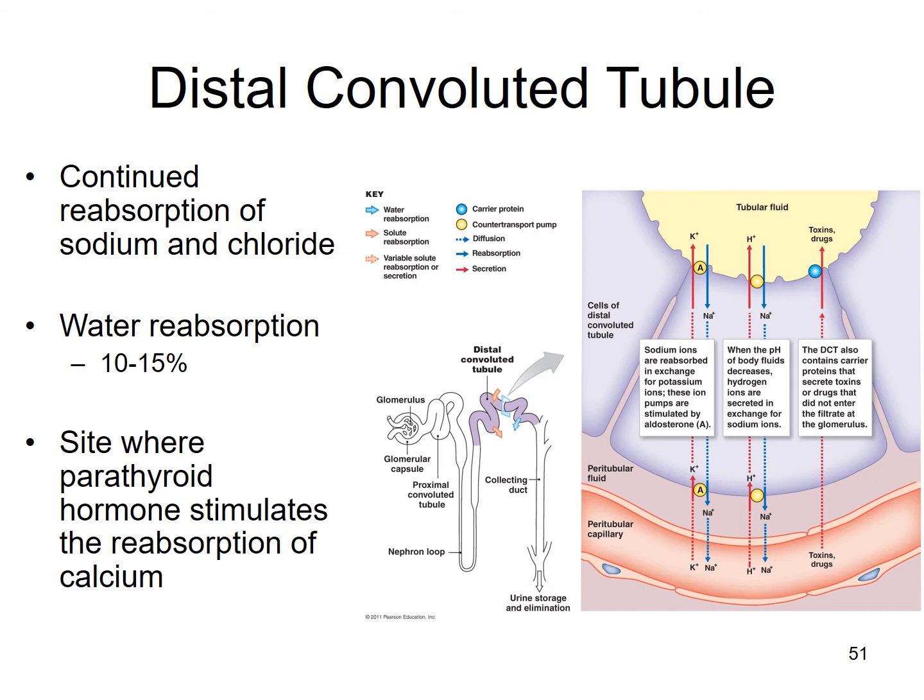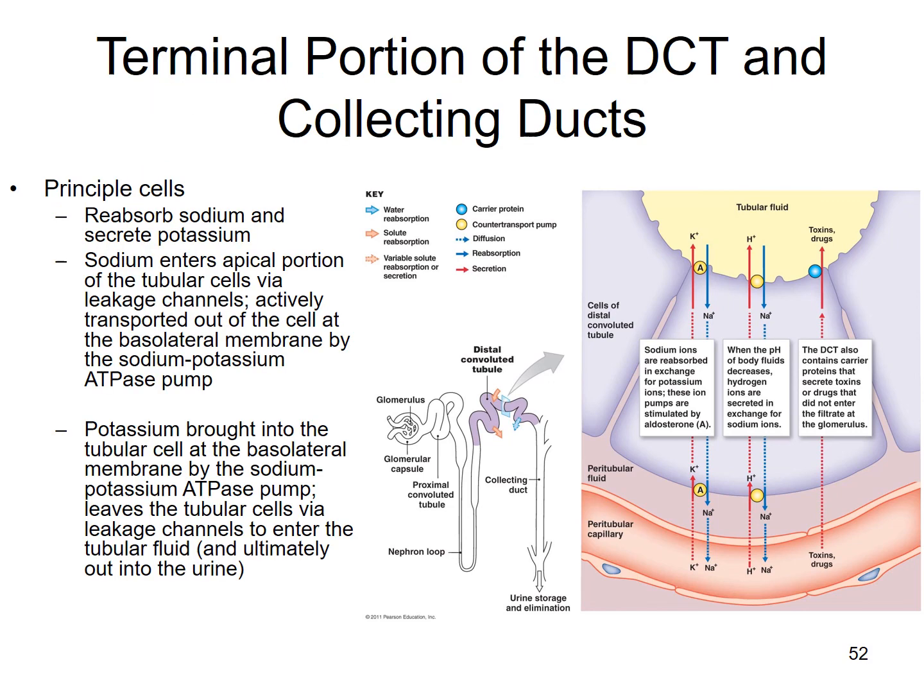Next, we come to the distal convoluted tubule, and we're going to see continued reabsorption of sodium and chloride here. You're also going to see about 10 to 15% of water reabsorption, but what may be most important is that this is the site where parathyroid hormone stimulates reabsorption of calcium. So how does a lot of this happen? Well, principal cells will reabsorb sodium and secrete potassium.